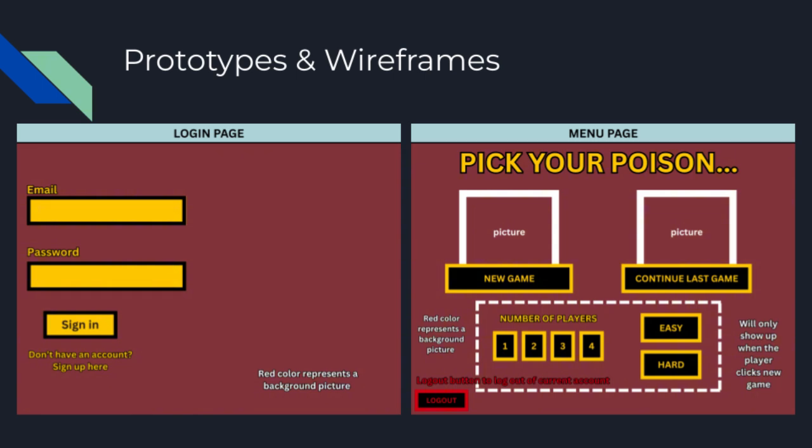Next, we have the menu page. This is where you can start a new game or continue on a previous game you played. When you start a new game, you'll be given the option to select a number of players, 1, 2, 3, and 4. And also you'll be given the option to choose easy or hard. Lastly, on the menu page, this is where you can log out and go back to the login page.